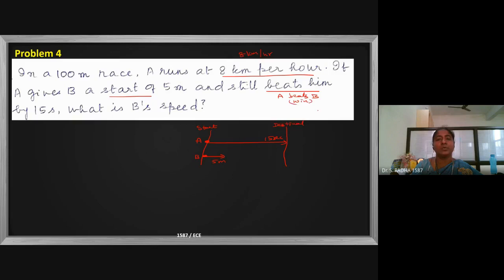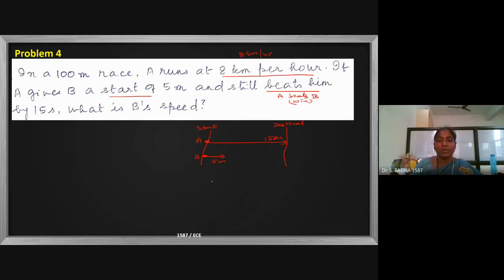A wins the race over B by 15 seconds. Already he has given an advantage of 5 meters. So B has to run 95 meters only, but still he is not winning. A has won the race by time also, 15 seconds.